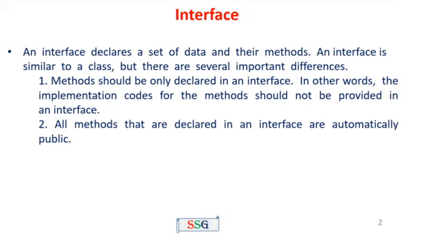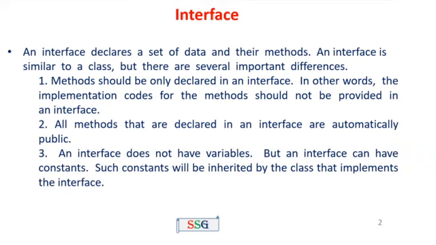Second point, all the methods that are declared in an interface are automatically public. Third one, an interface does not have variables, but an interface can have constant values. Such constants will be inherited by the class that implements the interface. That means the interface contains only constant values and method declarations only.